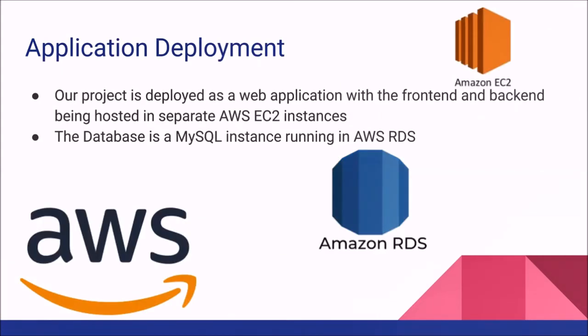Not only did we want to build all of these separate parts of our application, we also wanted to make sure that they worked together. To do that, we needed to deploy them somewhere that we could use for testing, demoing, and other interactions. We chose to use Amazon Web Services. The front end and back end are each deployed separately into AWS EC2 instances. The database is a MySQL database running within Amazon Web Services Relational Database Service. We're now going to move on to a live demo of our application.